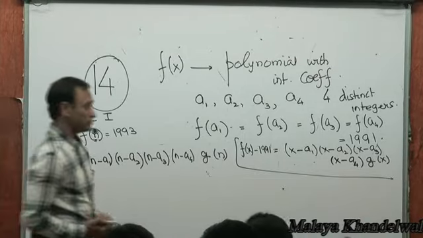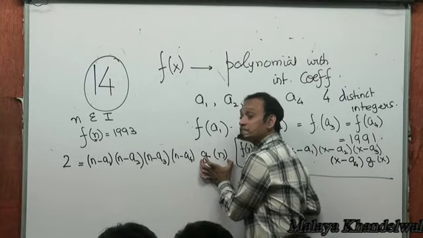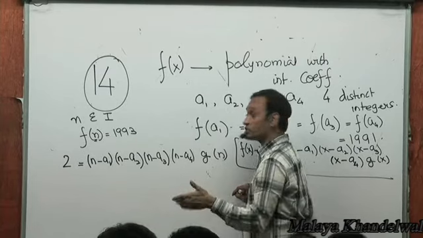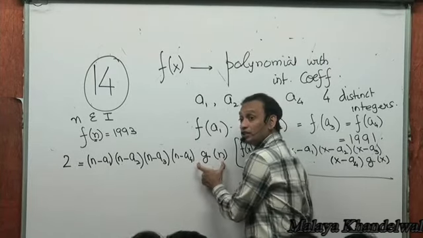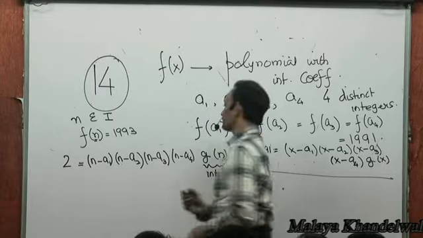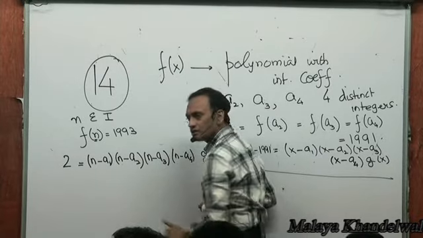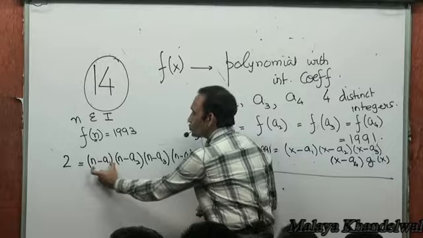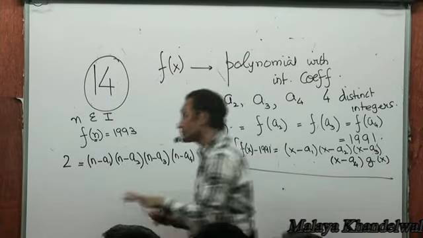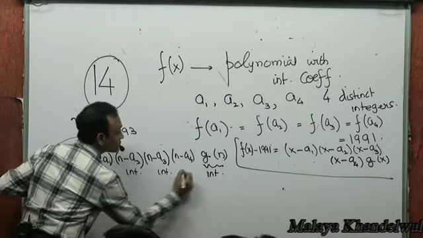Now, gx is a polynomial with integer coefficients. So g of n will be an integer. If the coefficients are all integers, then at x equal to an integer n, gx will be an integer? Yes or no? So this is an integer. a1, a2, a3, a4 are integers, and n is also an integer. So n minus a1, n minus a2, n minus a3 and n minus a4 are integers. This is an integer, this is an integer, this is an integer, this is an integer.